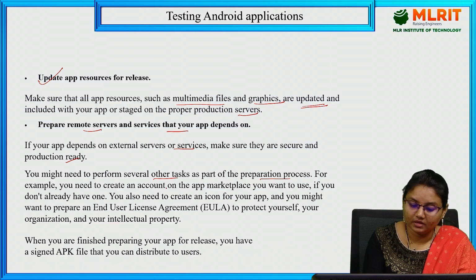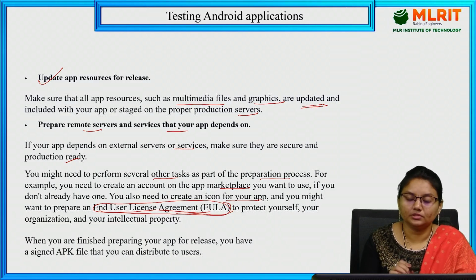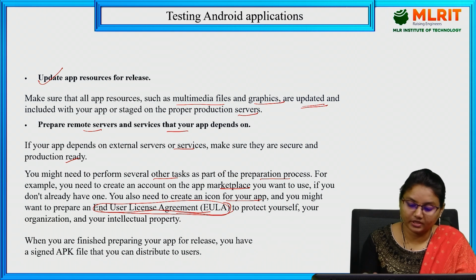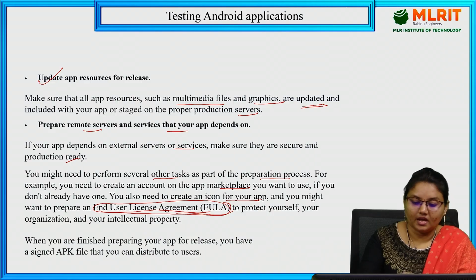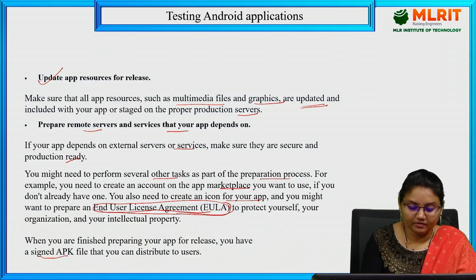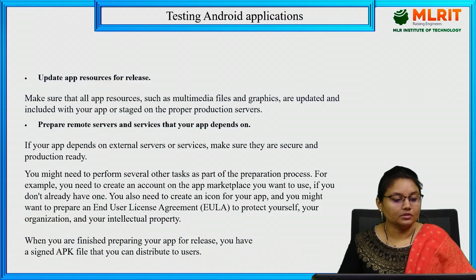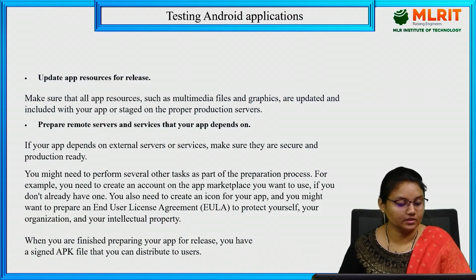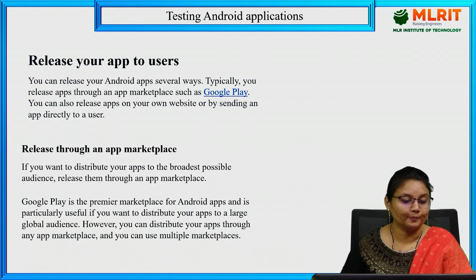You might need to perform several other tasks in the preparation process. You need to create an account on an app marketplace if you don't have one, and you also need to create an icon for your app. You might want to prepare an end user license agreement. For every application, this license agreement should be accepted, meaning it should be clicked and enabled. It gives the acceptance of the user that they are going to follow those policies, and it protects you, your organization, or your property rights. When you have finished preparing the app for release, you may have a signed APK file that you can distribute to the users. These are the different steps for releasing your application and updating the resources.